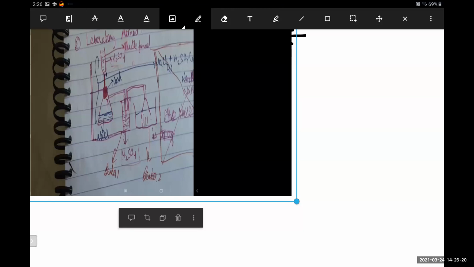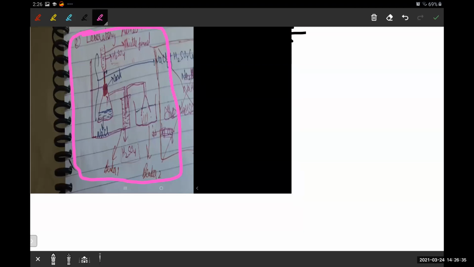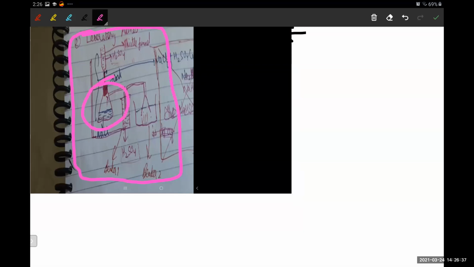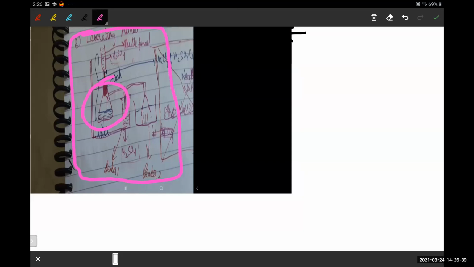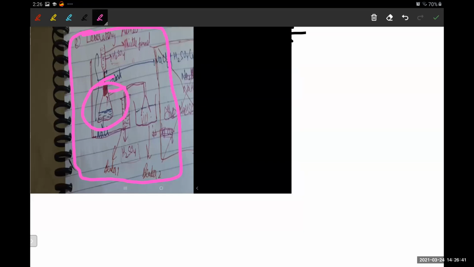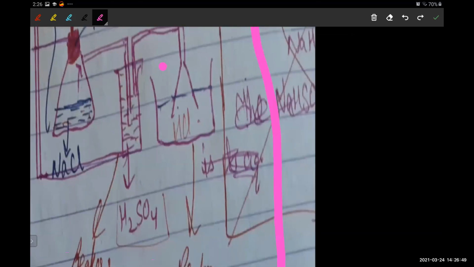In every different book it's given differently, so I'm just giving you a standard one. This is a diagram which shows the laboratory method, in which we have a conical flask connected to a pipe. You can see there's a tube connecting it, and this tube is leading into a beaker.